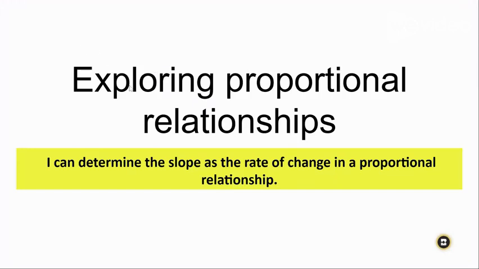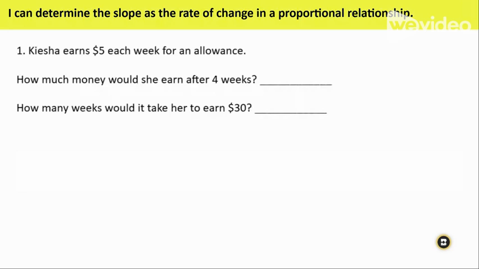Hi guys. So today we are exploring proportional relationships and our learning goal is: I can determine the slope or the rate of change in a proportional relationship. So let's get started. You should have the paper. What we're going to do is show you the first three examples and then you will complete the whole paper and show it to your teacher.